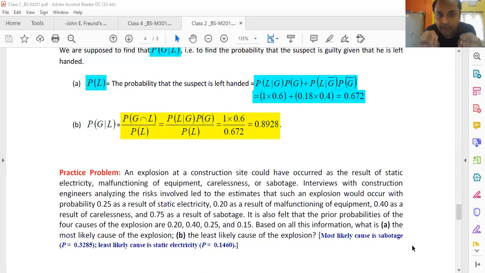This is the way by which, with the help of this tool of probability, we can do various other things.